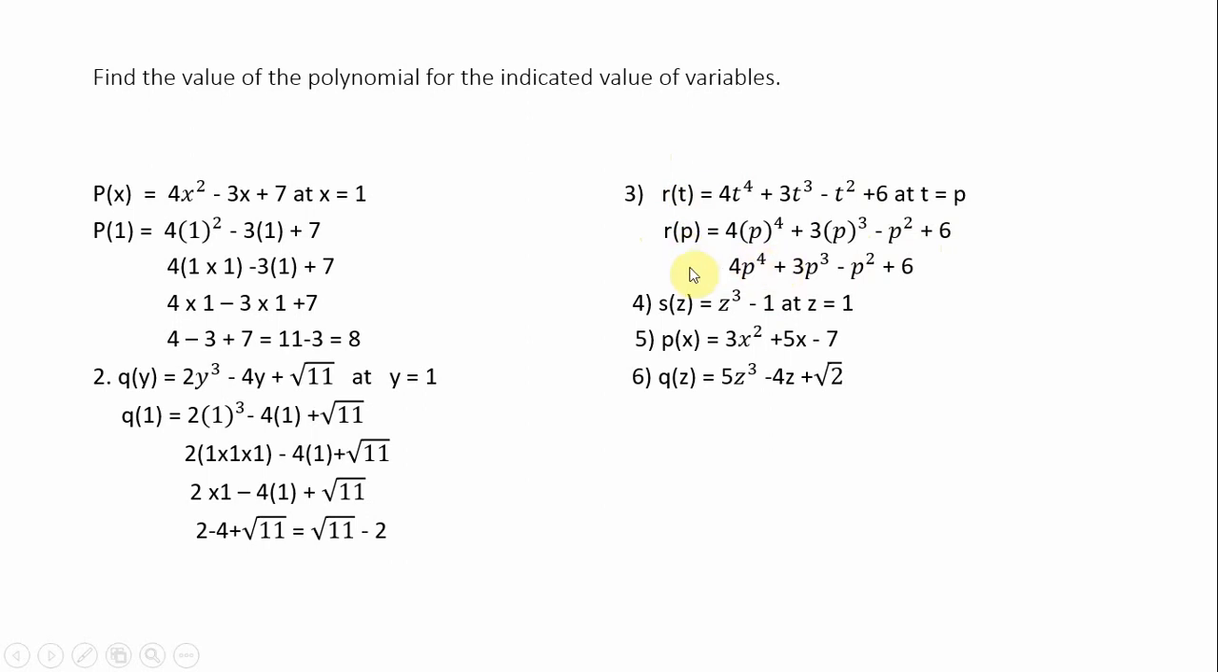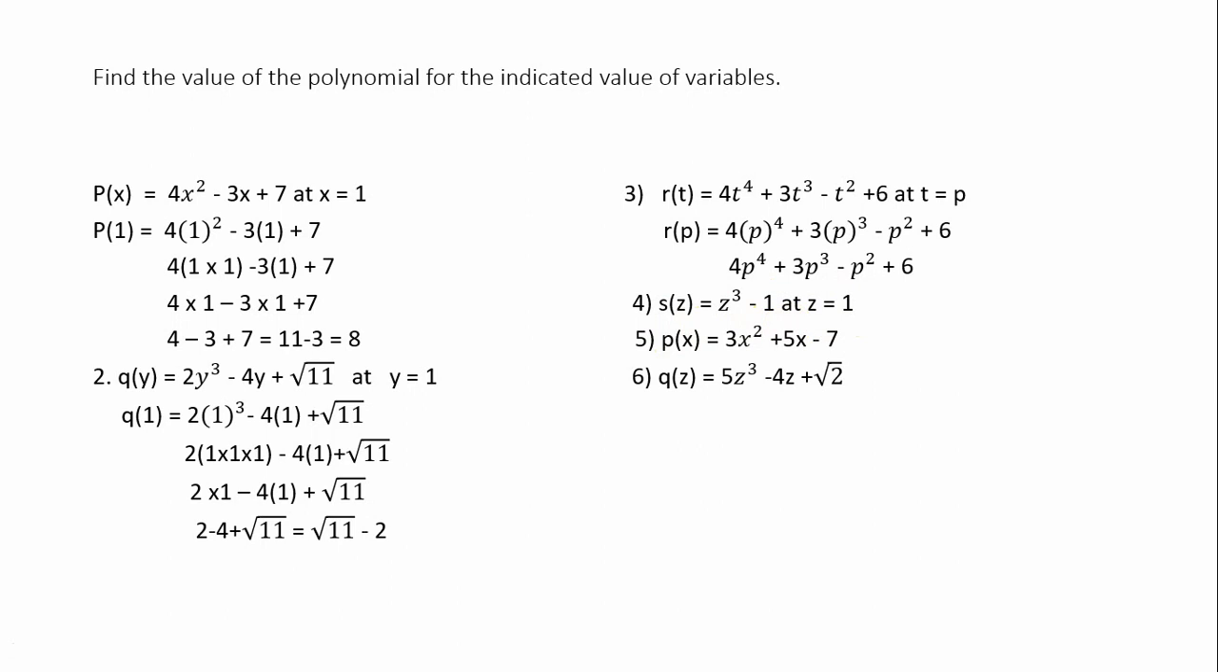That's all. Now, the three sums I have explained to you. Now you need to do the other three sums. s of z is equal to z cube minus 1 at z is equal to 1. Here you need to find the value of the polynomial when z is equal to 1. So you will be writing s of 1, not s into 1. s of 1 is equal to 1 cube minus 1. 1 cube means 1 into 1 into 1, which itself is 1. 1 minus 1 is equal to 0.